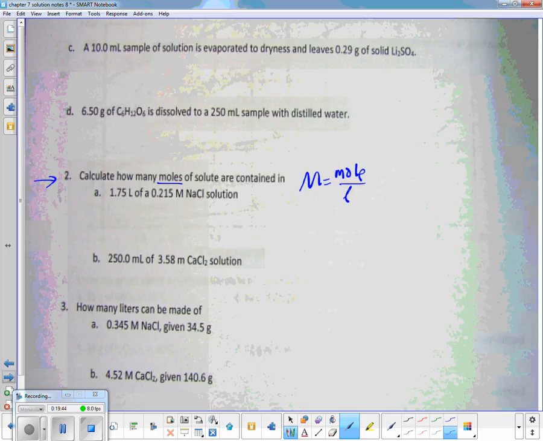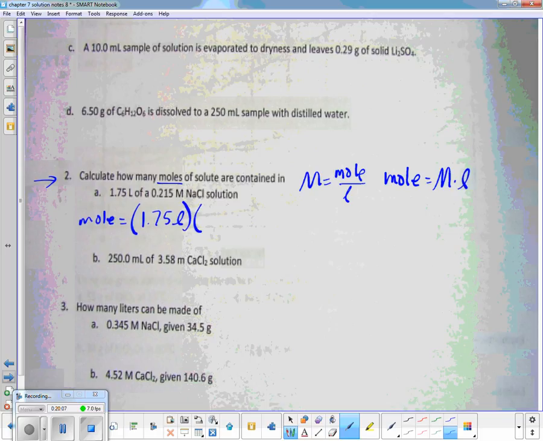If we're looking for moles, then we're rearranging it so molarity times liters. Okay? This is going to be important because if we need to make up a solution, we need to find out how many moles and then change the moles to grams, because we can't weigh moles, but we can weigh grams out. So on this one, moles are equal to 1.75 liters times 0.215 molar, and I've got my answer done. Okay?